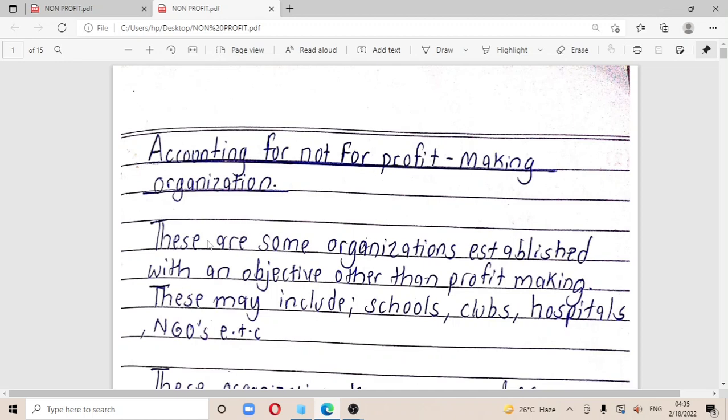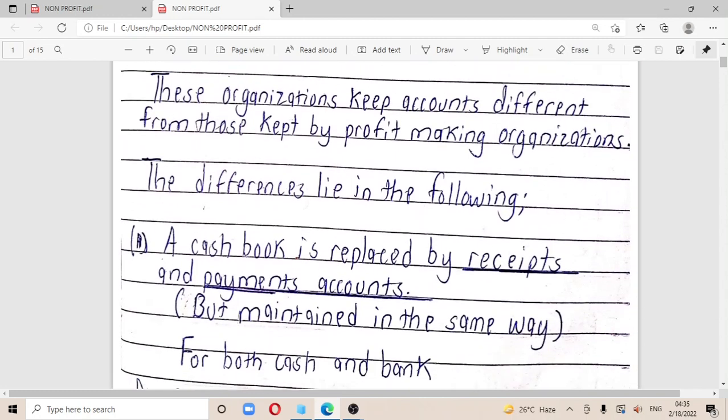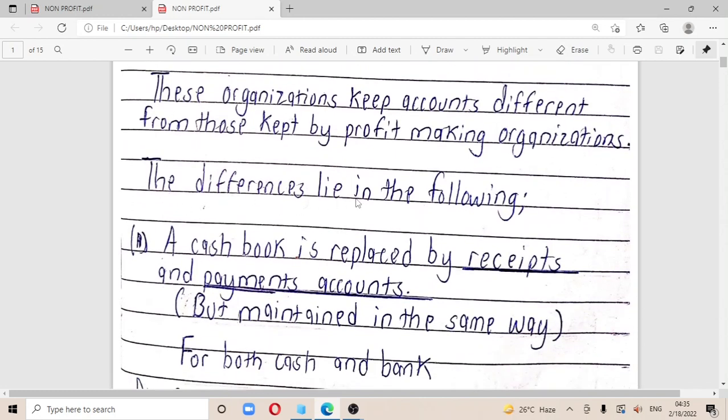So I'm going to show you the basics briefly, and then most of the stuff you'll go practice more for perfection. So with this, these are some organizations established with an objective other than profit making. They may include schools, clubs, hospitals, and also NGOs, etc. So these organizations keep accounts different from those kept by profit making organizations. So the differences lie in the following.